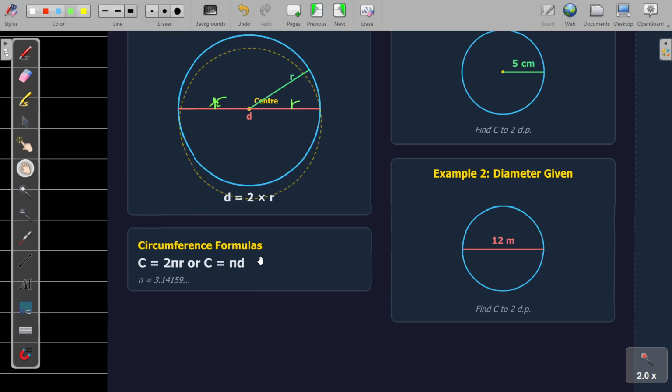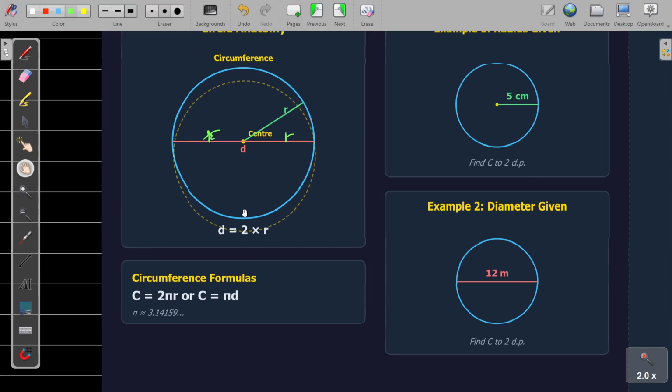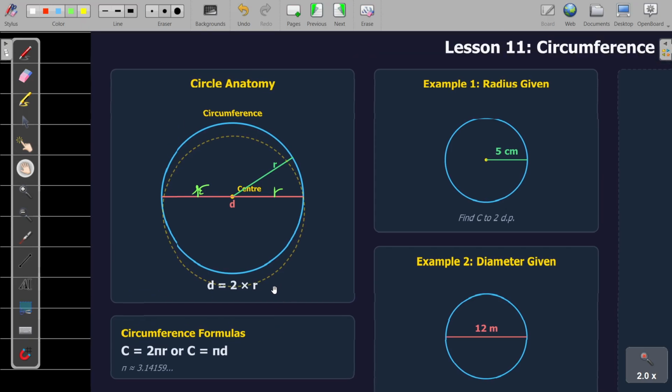Here's our formula. Thousands of years ago, mathematicians realized that if you take the circumference of any perfect circle and divide it by its diameter, you always get the exact same number, 3.14159, something like that. You may recognize this as the number pi. And so we have our formula. The formula of the circumference is C equals 2 times pi times the radius. Alternatively, you can say that C equals pi times the diameter, because 2 times the radius is the diameter as well. So let's go into our examples.